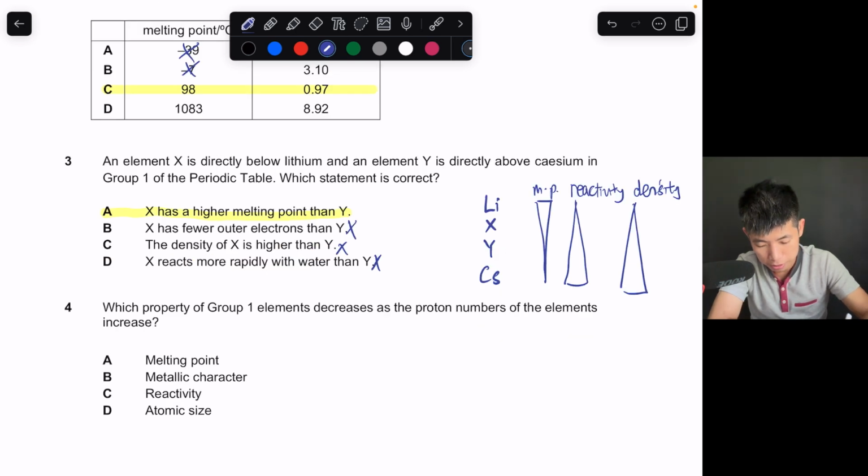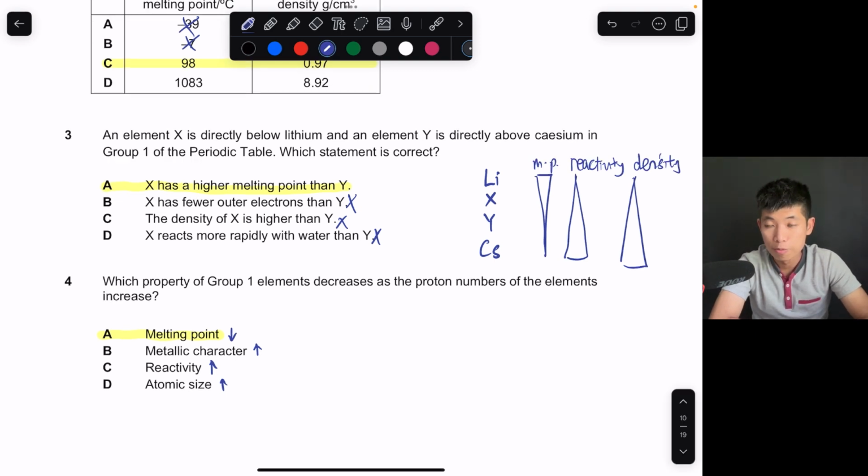Okay, question 4 is quite straightforward. The melting point decreases as we go down the group, as proton number increases. The metallic character increases down the group because as you go down the group, the valence electron is further away from the nucleus, so less energy is needed to remove it. Reactivity also increases down the group, and the atomic size increases because there are more electron shells.